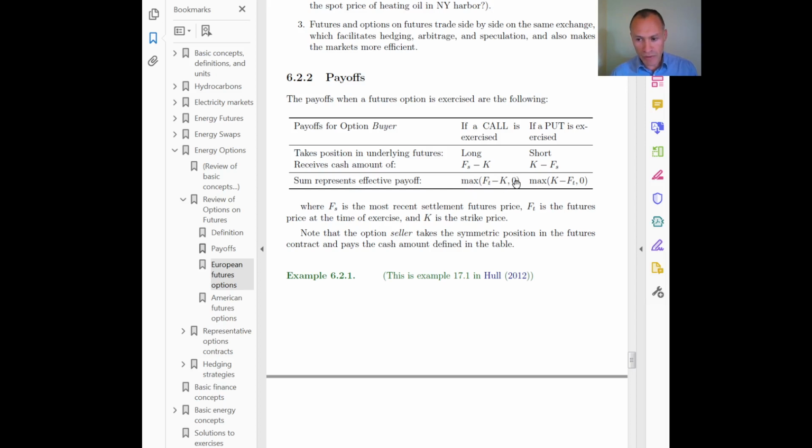What you have here is the maximum between 0 and the futures price minus the exercise price. But notice that this futures price is not the price yesterday. Ft is the price right now, at the moment when I exercise the call.